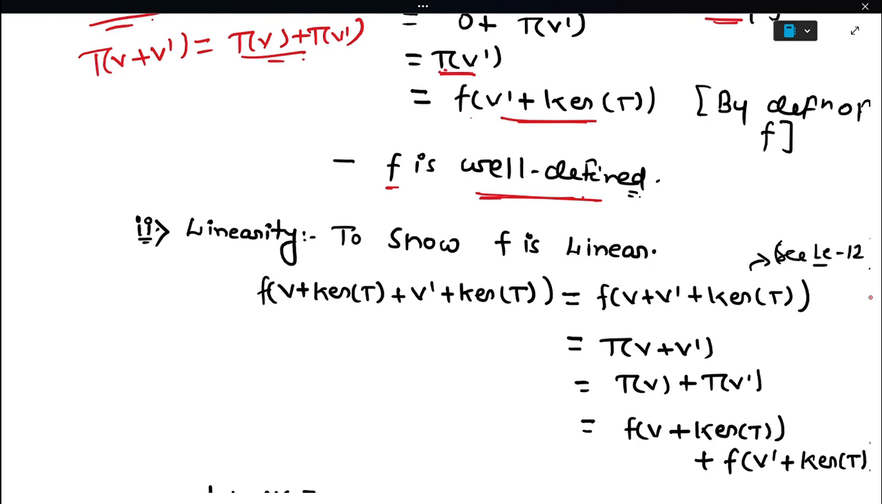So to show f is an isomorphism, what do we need to show? Firstly, we need to show f is linear. Secondly, it is 1-1. Third, it is onto. Okay, so we will prove it step by step.